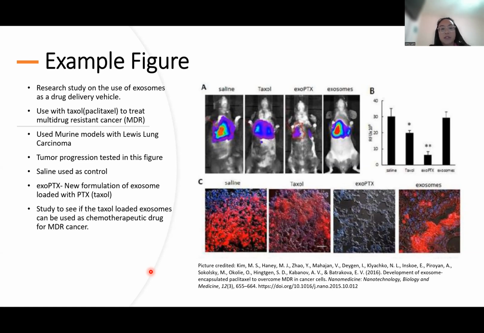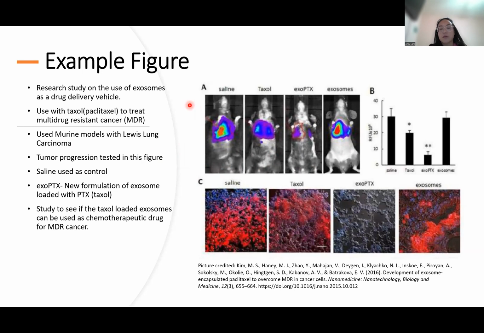So what they did was they used Taxol to treat multi-drug resistant cancer, the MDR. And in here, they used 6 different mice. They were murine model mice that had Lewis lung carcinoma in them. And with this figure that I have picked from that article, this is where they were testing the tumor progression. These are the different mice.